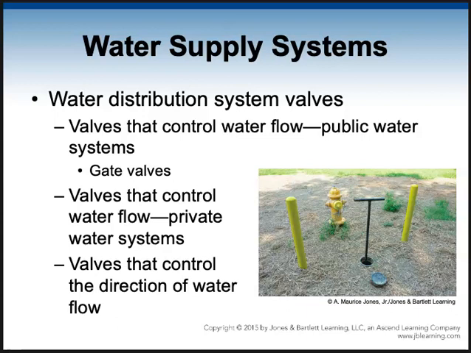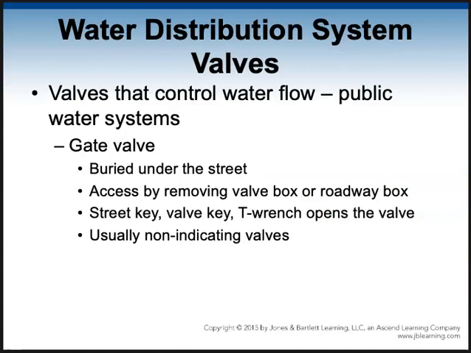And when a hydrant breaks off and the firefighters have to go in there and turn off the hydrant, they'll get drenched as the water's spraying all over the place, but it's basically the only way to do it. So either there's a street key or a valve key or a T-wrench that opens the valve, and these are usually non-indicating valves. An OS&Y is an indicating valve because the stem sticking out tells you, but it's also a gate type of valve. I'll show you a picture of a gate valve in a couple of secs.